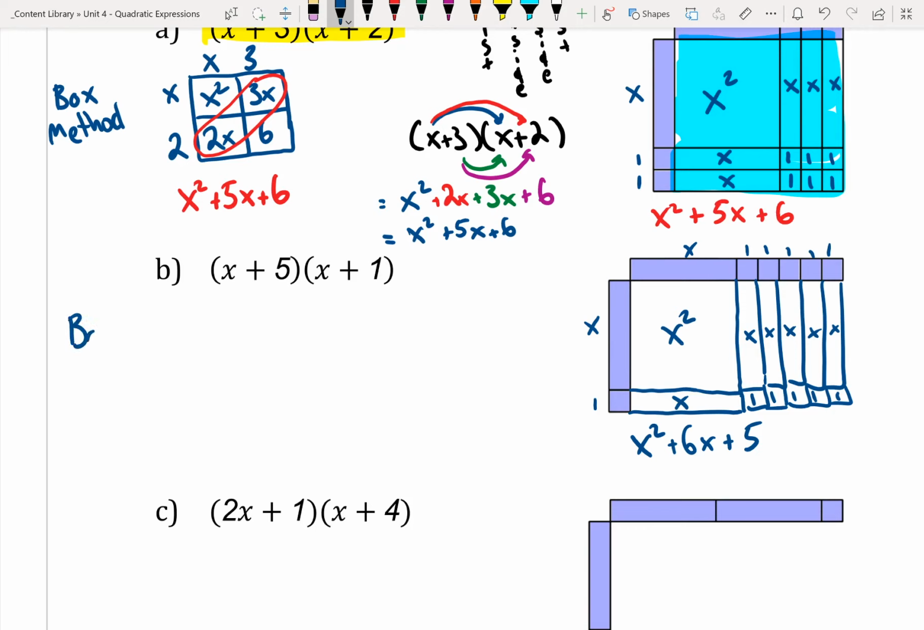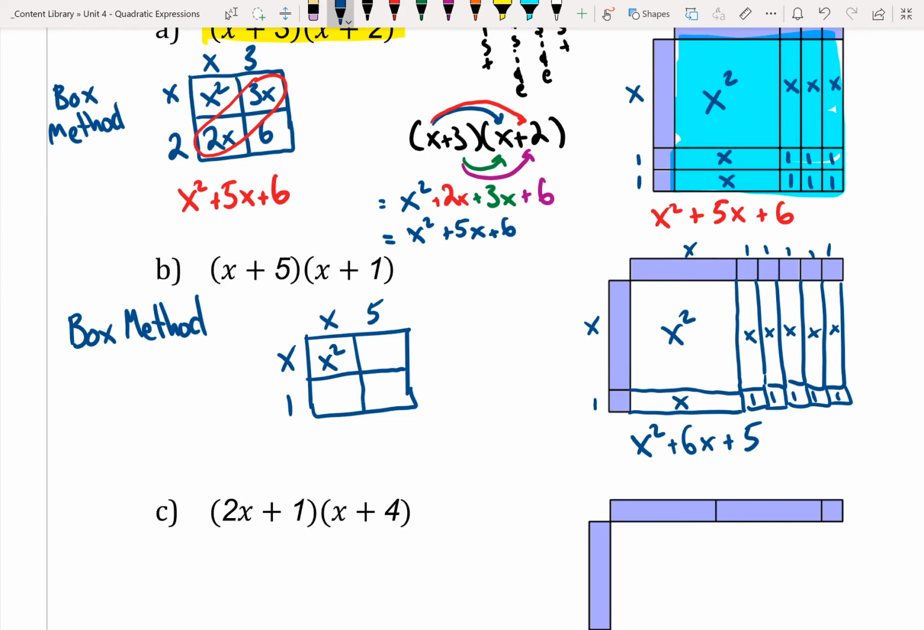If I go through and do the box method, it's the same thing. I'm going to draw my box. Because it's 2 binomials, or 4 terms in general, I'm going to make 4 squares. I'm going to place one bracket on the top, x and 5, x and 1. And I'm going to do the same thing and multiply. So x times x is x squared, x times 5 is 5x, 1 times x is just x, or 1x, and 1 times 5 is 5.